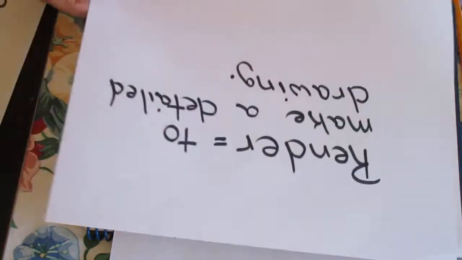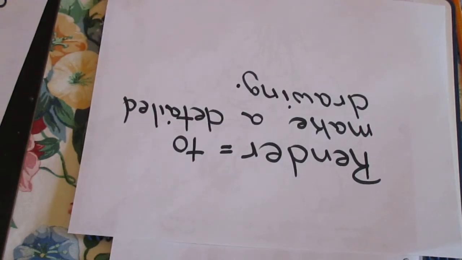Let's talk about a couple terms first. We're going to render these objects. Rendering means to make a drawing, a very detailed drawing. So not only are we drawing the lines and edges, but we're going to add all the value changes and create that illusion of space.